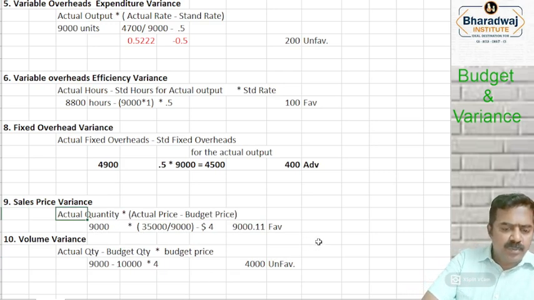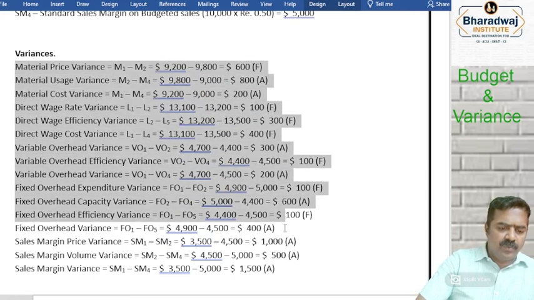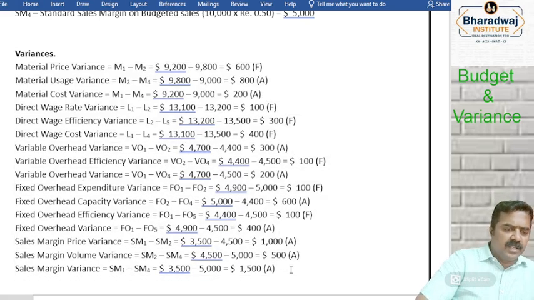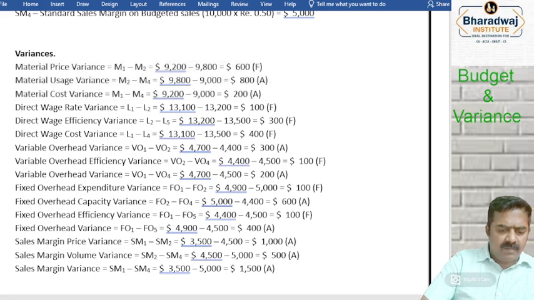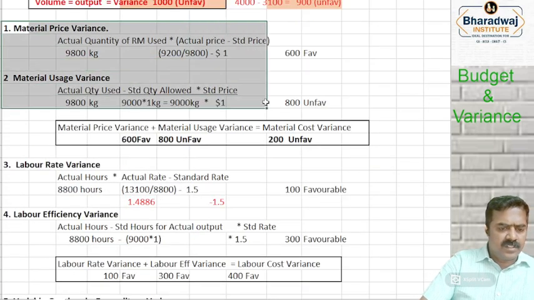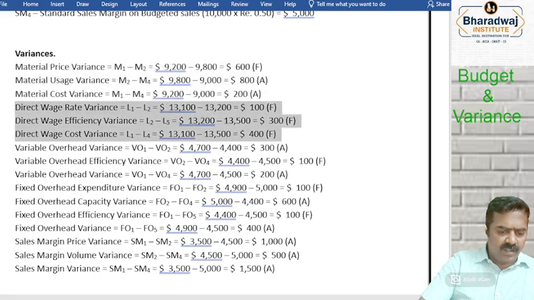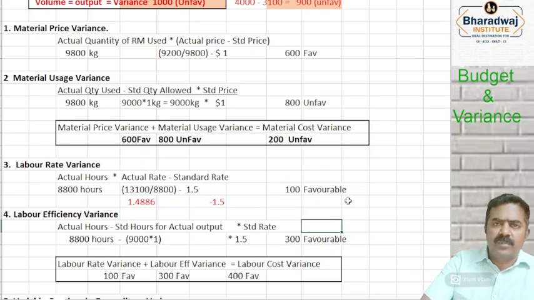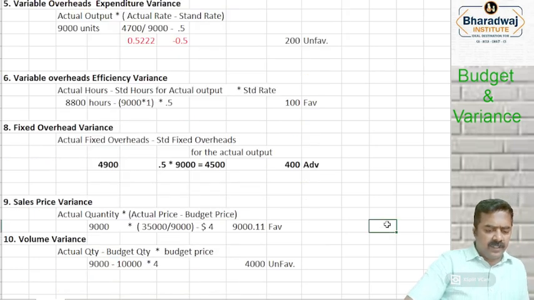I request you to try our classroom model also. This is a logical model in which I worked out. We have done the M1, M2, M3, M4 model, L1, L2, L3 model, VOH, VO2 model. You can work out with those models too and get the same answers. For example, material price variance 800, and 600, 800, 200 unfavorable. Labor rate variance 100, 300, 400 like that. We can go through the M1, M2, M3, M4 model also. That is given in the form of working. The reconciliation statement also I'll share in the form of working.